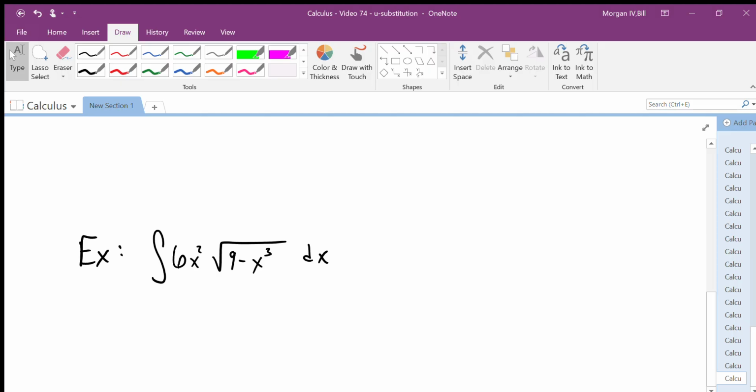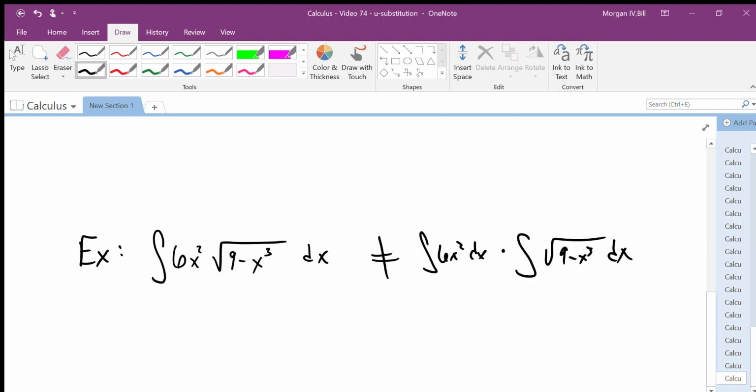Let's first start with what not to do. You cannot simply integrate each term or each expression by itself. In other words, you cannot just integrate the 6x squared dx multiplied by the integral of the square root of 9 minus x cubed dx. It doesn't work. You can do that if the terms are being added, but not if they're being multiplied or divided. So don't do that.